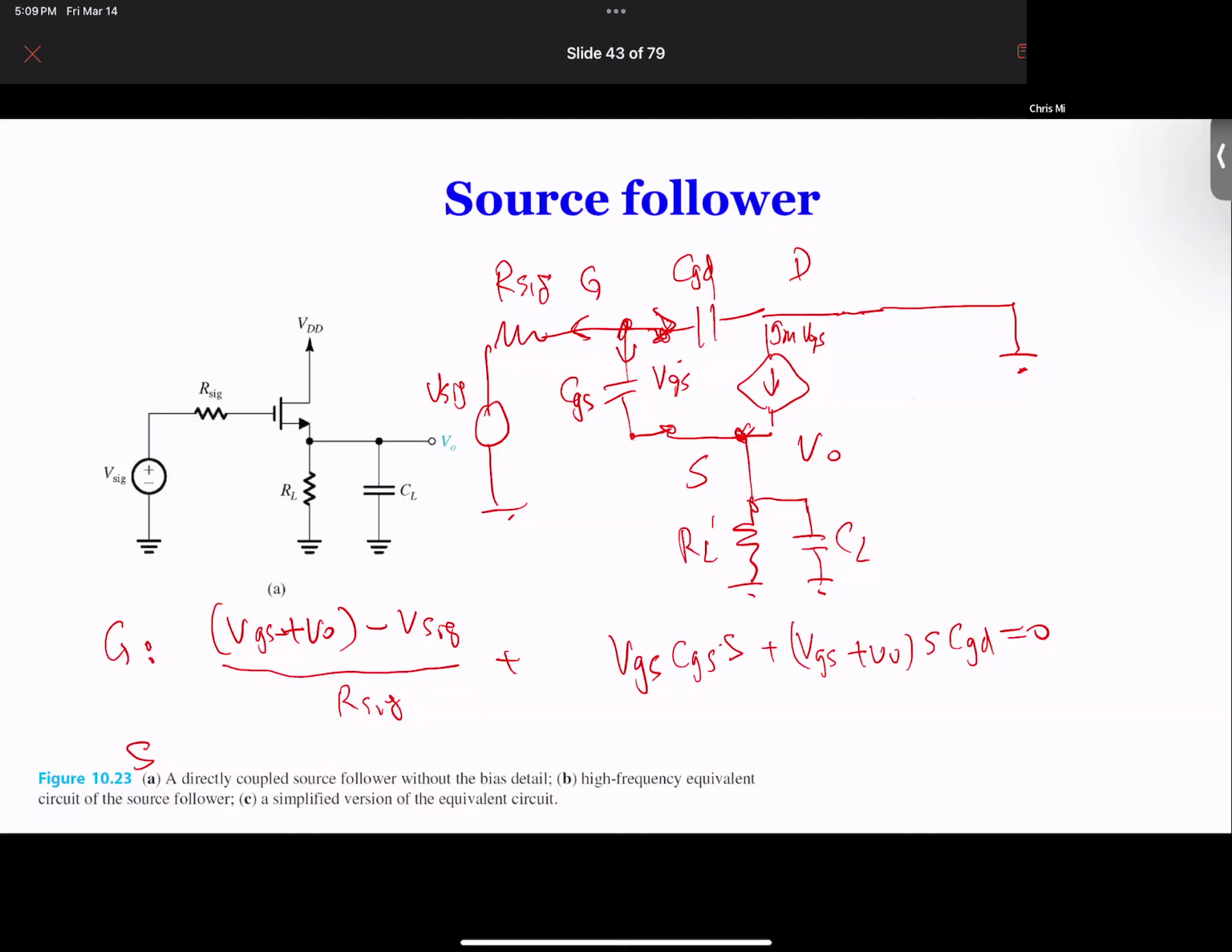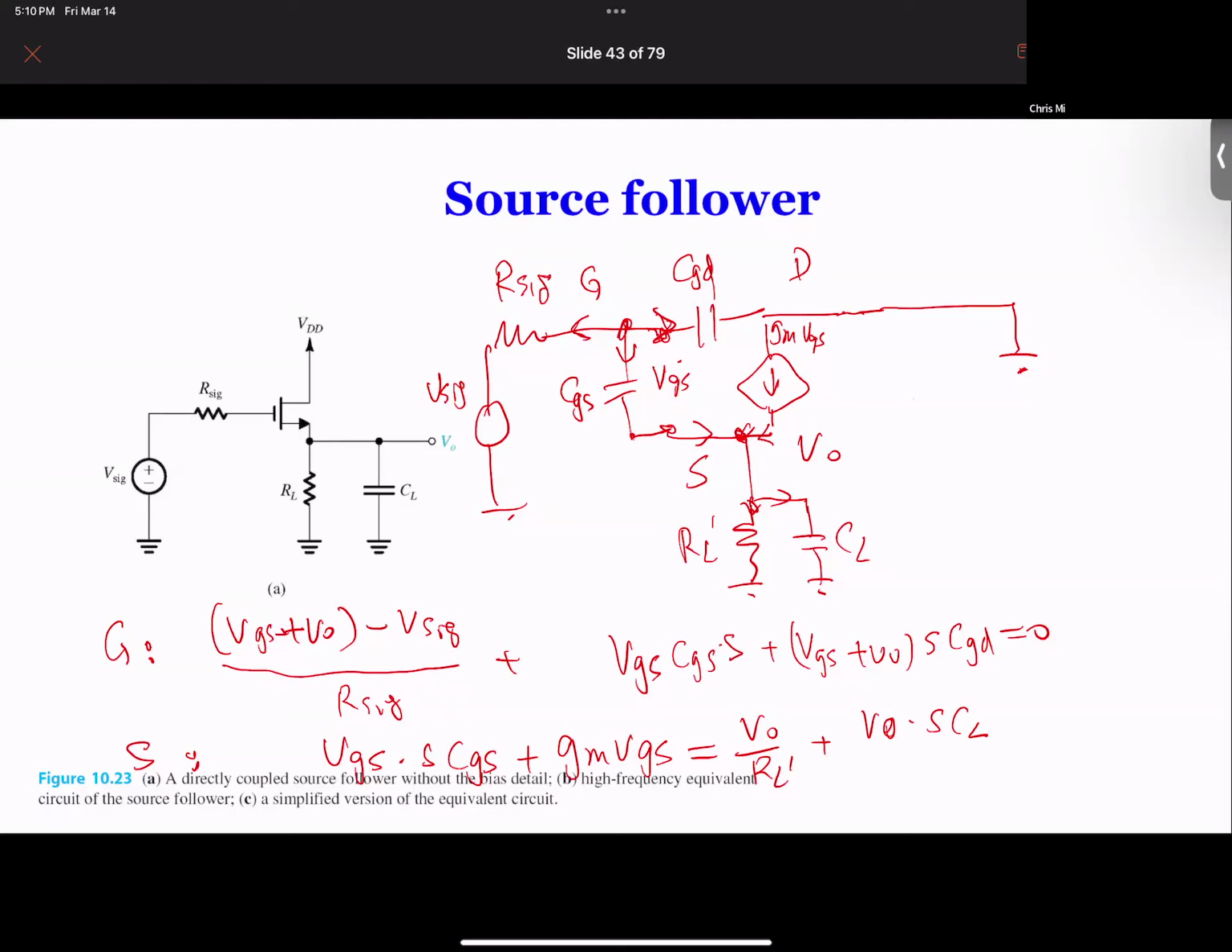And then now we have the S node. At our S node, we have 4 currents. We can say 2 currents coming in and 2 currents coming out, which makes it easier. The current coming in is VGS times SCGS plus GM times VGS, and that equals VO over RL prime plus VO times SCL. So we have 2 currents coming into the node and 2 currents coming out. So now we have these 2 equations derived.